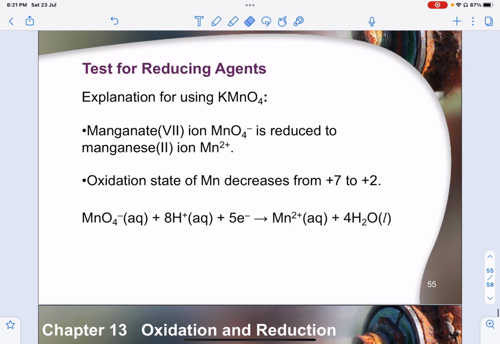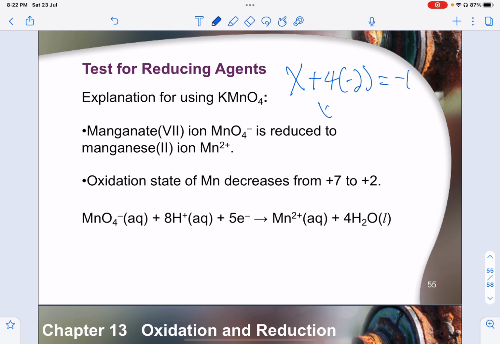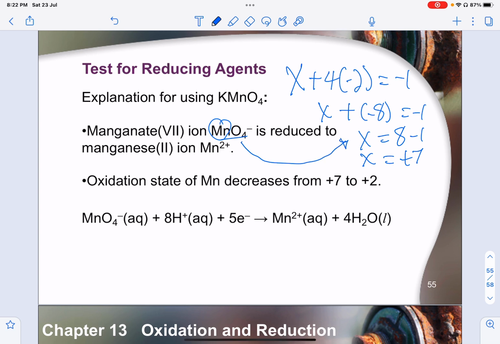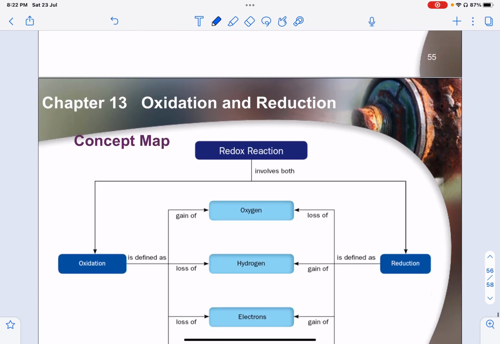Let X be the oxidation state of Mn. With 4 oxygen atoms at -2 each, and an overall charge of -1, we get X minus 8 equals -1. Bringing it over, X equals 8 minus 1, which is +7 for this Mn. And Mn²⁺ is just +2. So this is the whole reaction.